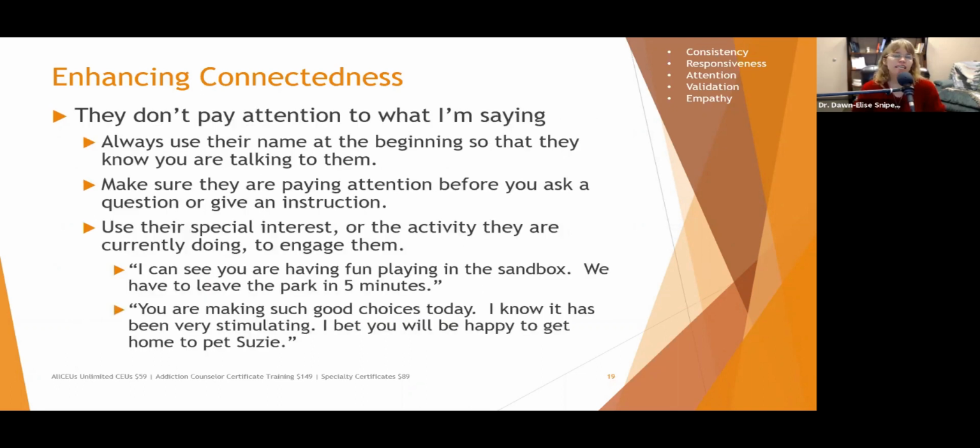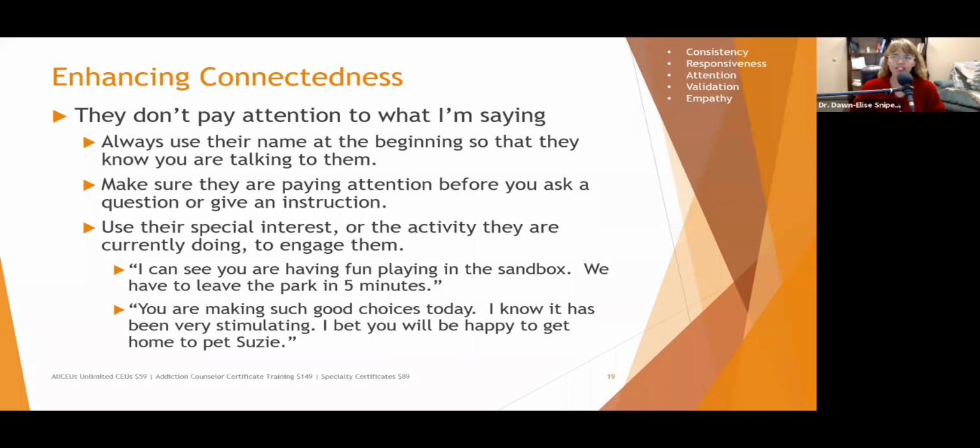If the child doesn't pay attention to what you're saying, remember to always use their name at the beginning so they know you're talking to them. Make sure they are paying attention before you ask a question or give an instruction. And this is true for children who aren't on the spectrum too. You want to call their name. I would call my son's name. I'd say, Sean, look at mommy, eyes on me. And then I would ask him to do something, because he does have ADHD. And if I didn't get his attention, it was generally not going to go well. Making sure that you have their attention.